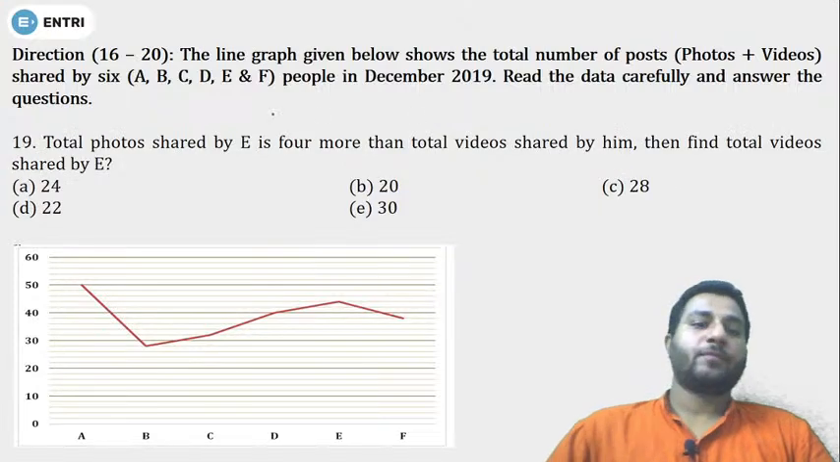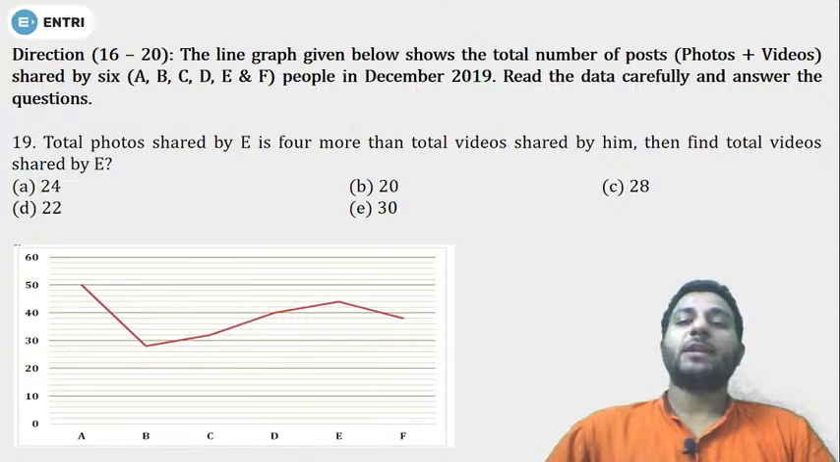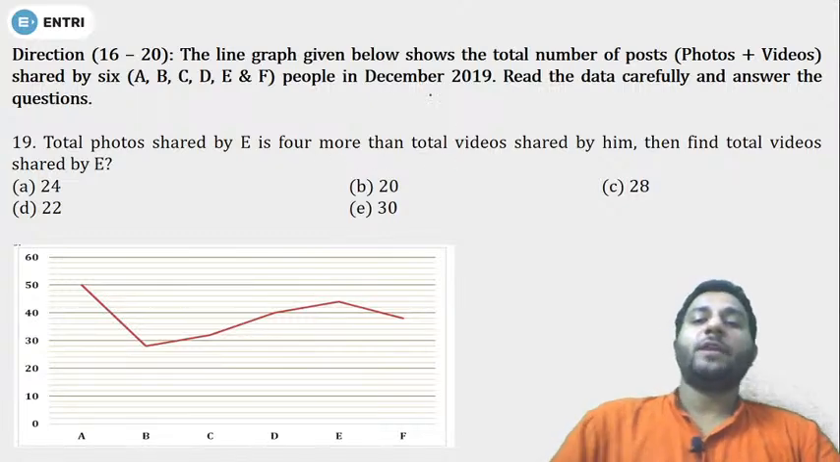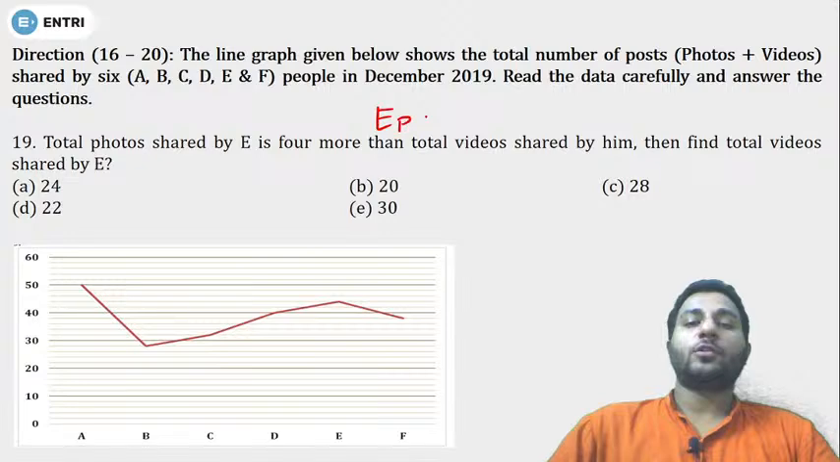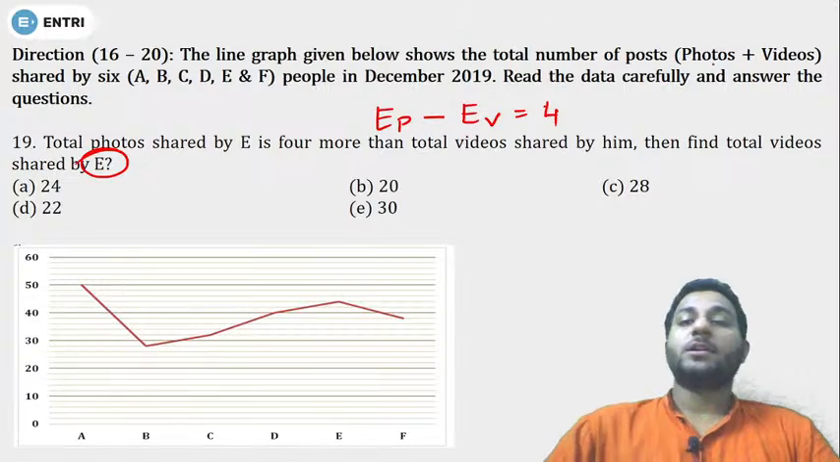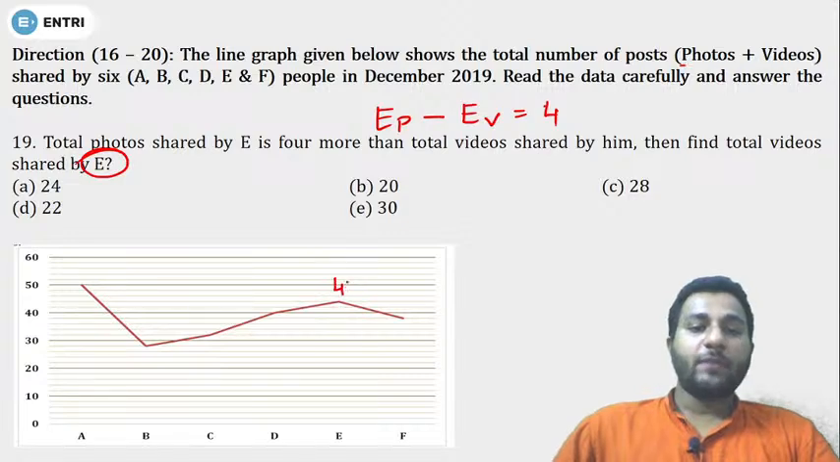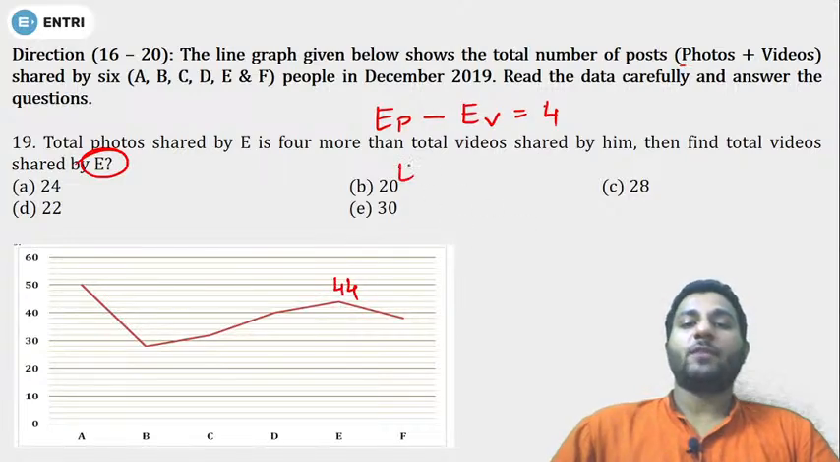Next one. The total photos shared by E is 4 more than the total videos. So look at this. E's photos will be more than videos. How much? 4. Then find the total videos shared by E. So first of all, we need to figure out the total photos plus videos shared by E in December. So look at this. It will be 44. So the sum of photos and videos will be 44.